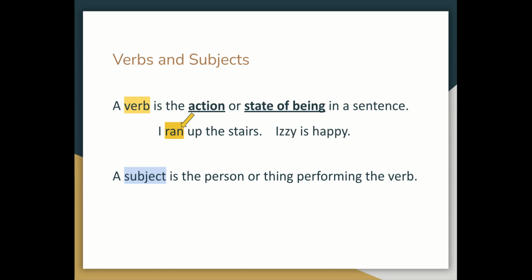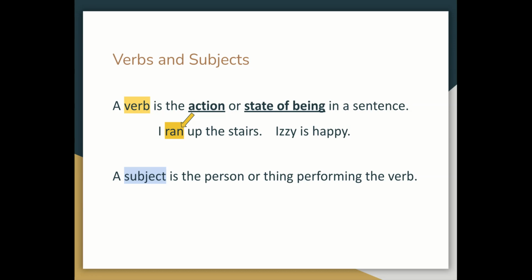Here's an example. Izzy is happy. Well, Izzy doesn't happy. That's not the action. You're not happying. You are being happy. State of being. You're being happy. Izzy is being happy. And so notice what I just said.